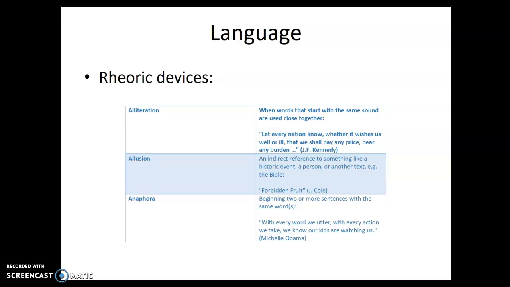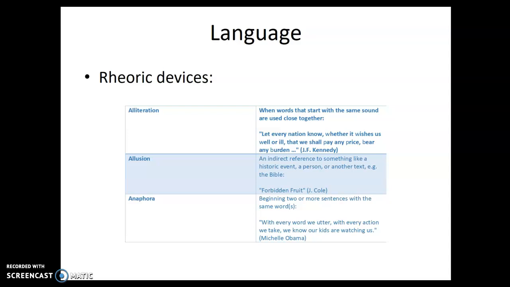Allusion is when you refer to someone or something, a historic event or a text, like given here the forbidden fruit. Well, that's something from the Bible. You can refer to that. Anaphora is a kind of repetition where you repeat the same word at the beginning of the following sentences.